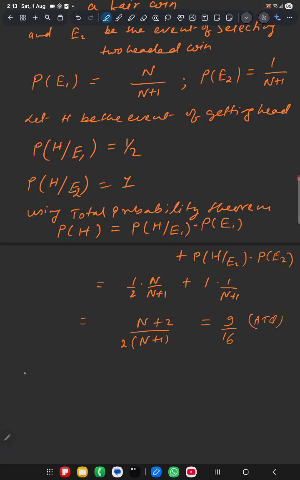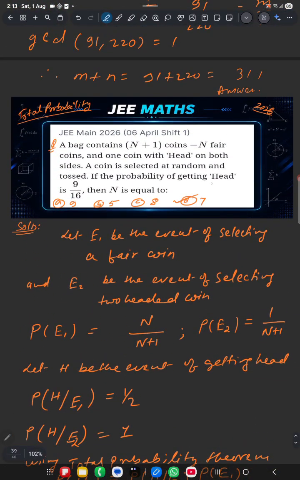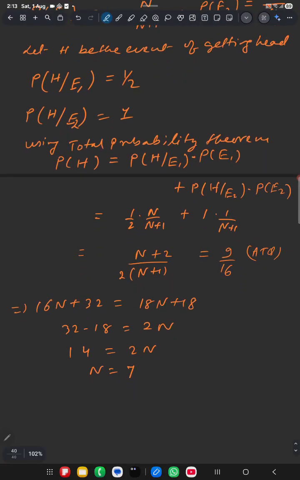Now we will cross multiply. So 16n plus 32 will be equal to 18n plus 18. Therefore 32 minus 18 equals 18n minus 16n, which is 2n. This will give you 14 equal to 2n. So n is 7, and this is option D. So option D is correct.